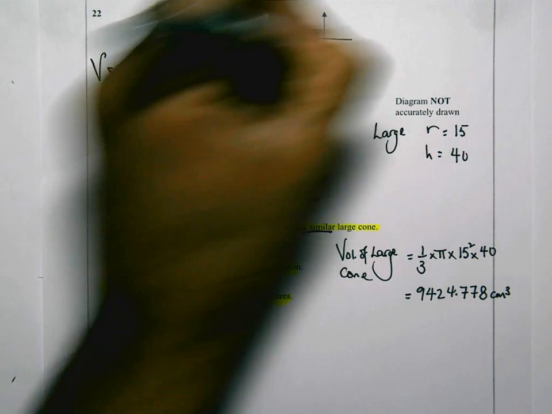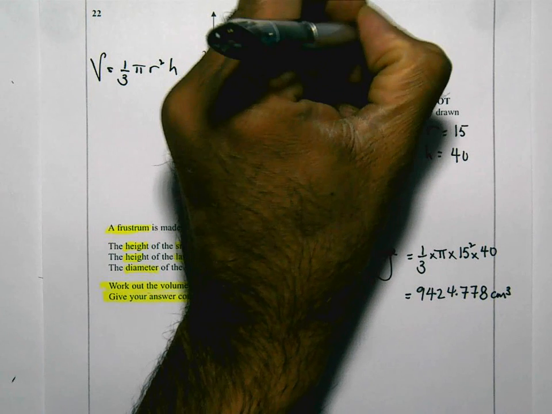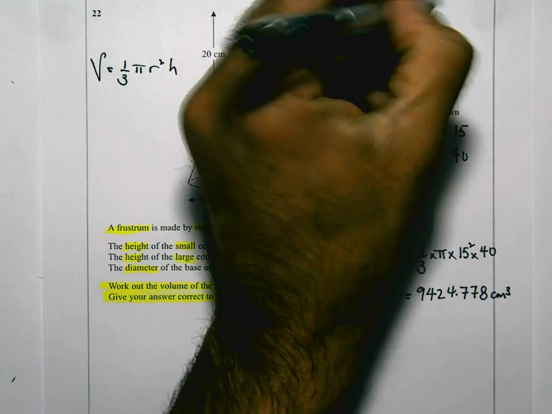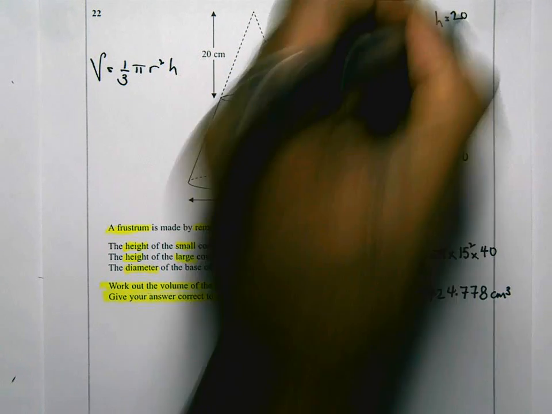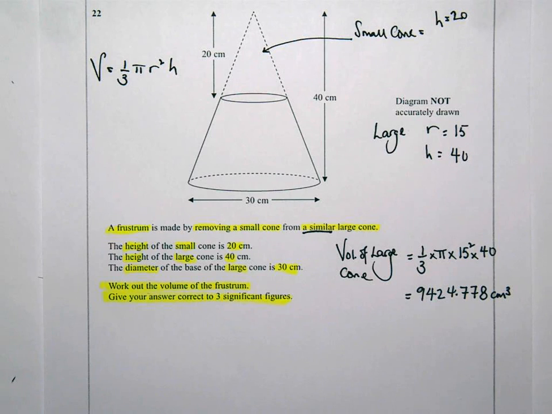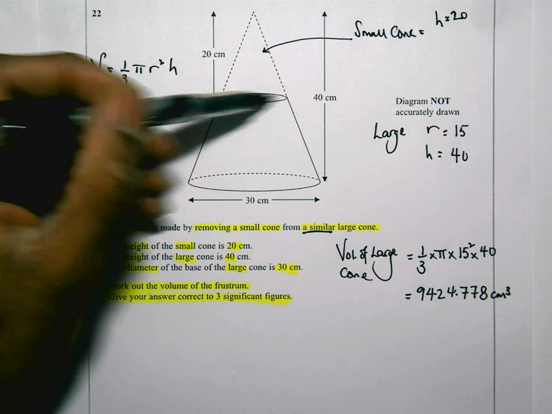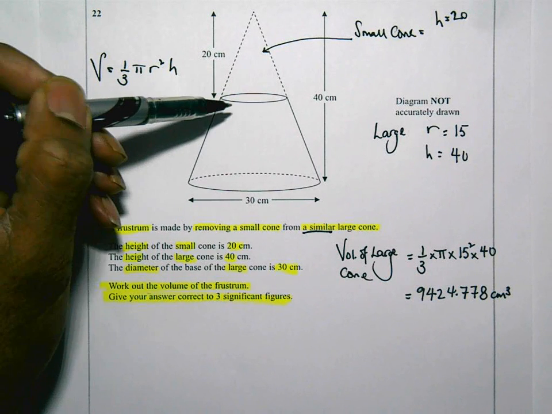So for the small cone, what's its height? I could see from the question, they told me that that was going to be 20 centimeters. This bit here, the diameter of the base of the small cone, they haven't given that to me, but I need to work this out.